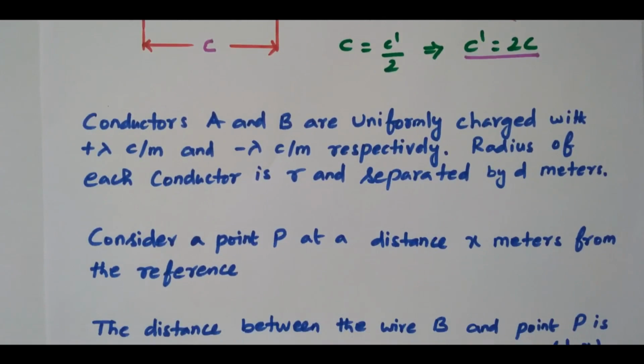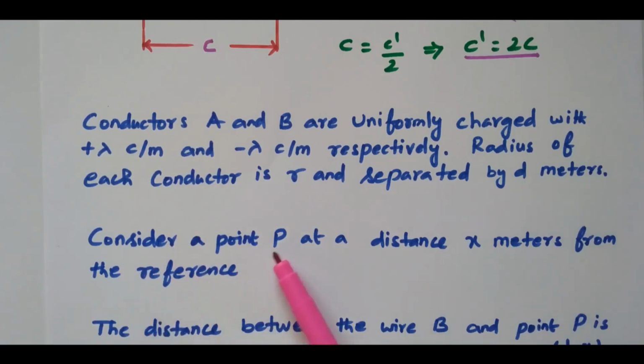Here the description is available. The conductors A and B are uniformly charged with plus lambda coulomb per meter and minus lambda coulomb per meter respectively. Right? Conductor A is positively charged, conductor B is negatively charged. Due to the length, we are using linear charge density, plus lambda and minus lambda. Radius of each conductor is r meter and they are separated by d meter.